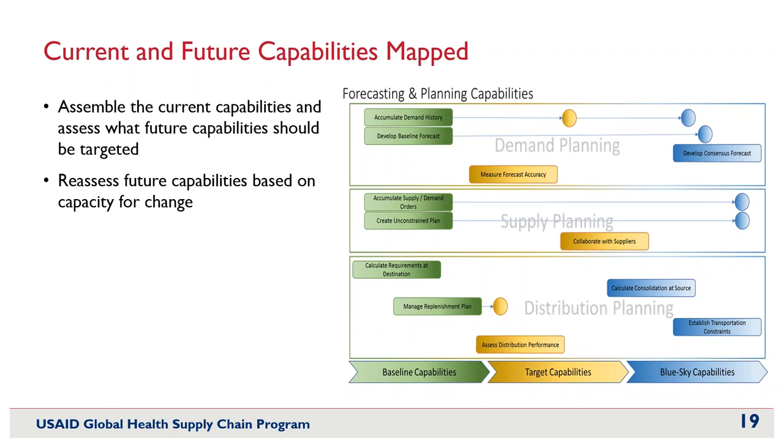And then, on through supply planning, we did the same things. We can accumulate supply and demand orders, and we can create an unconstrained plan, but a stretch goal out into the future might be to do some constraint-based planning, or some rolling 12-month supply plans that look at the ins and outs of inventory and tell you when you should be taking action in the future rather than responding to a min or a max violation.